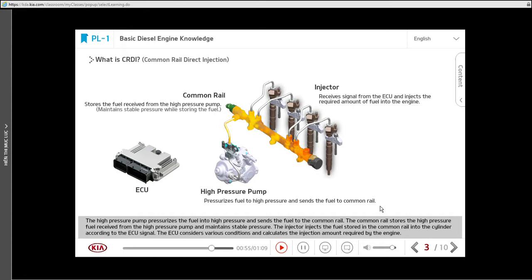The injector injects the fuel stored in the common rail into the cylinder according to the ECU signal. The ECU considers various conditions and calculates the injection amount required by the engine.